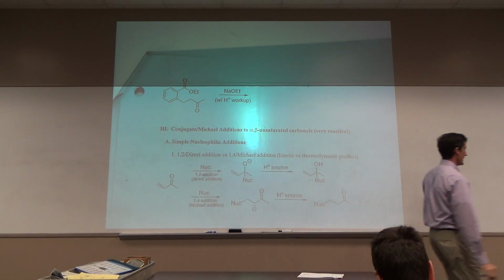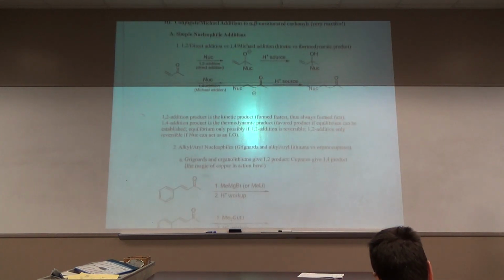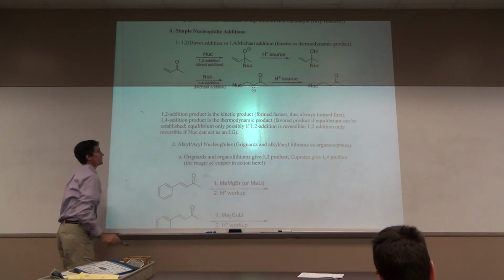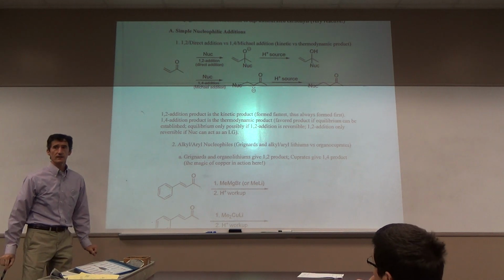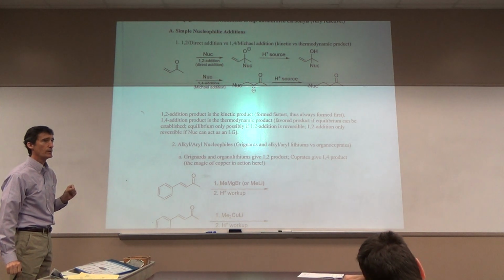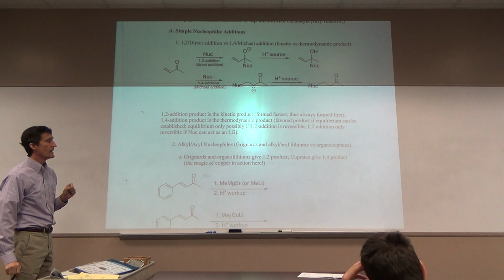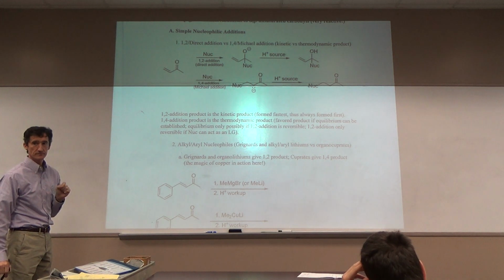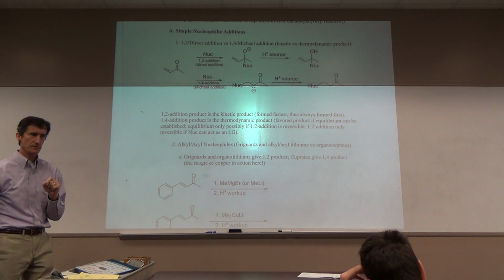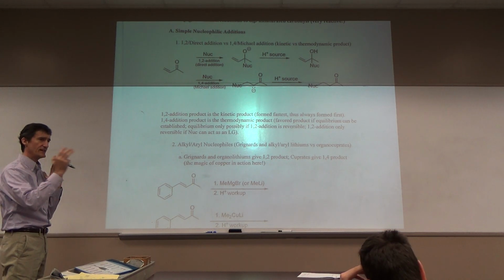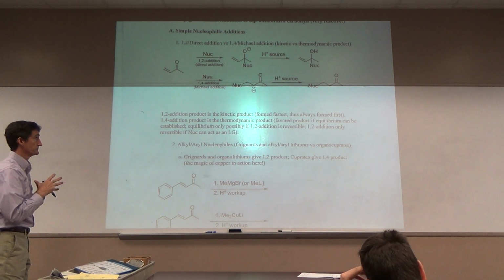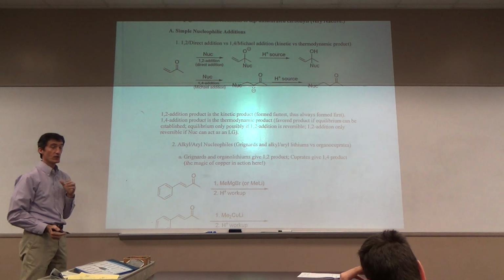Okay, let's do some examples of Michael additions. First off, we need to make some statements. Your 1-2 addition product is the kinetic product. That means it's the product that's formed fastest. We know that. Thus, it's always formed first. Fastest means first. Example of two runners: one ran faster, this one would hit the finish line first. Slower is not first.